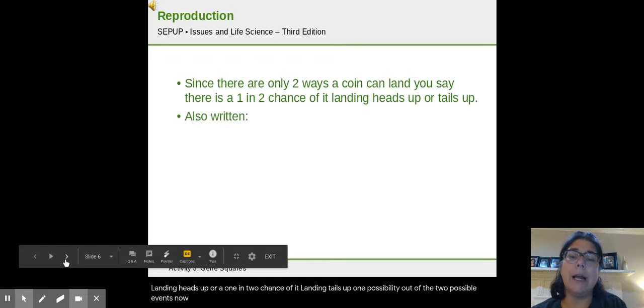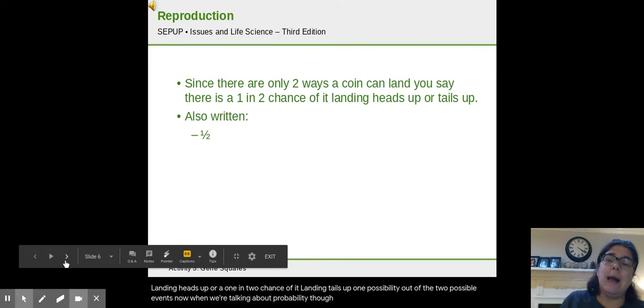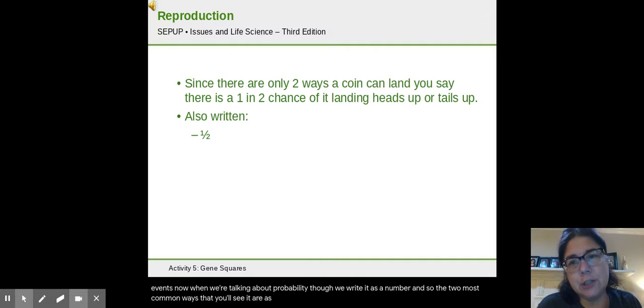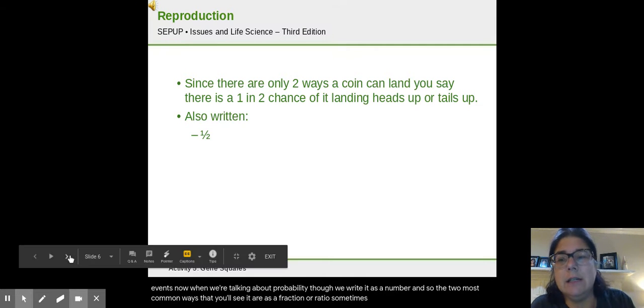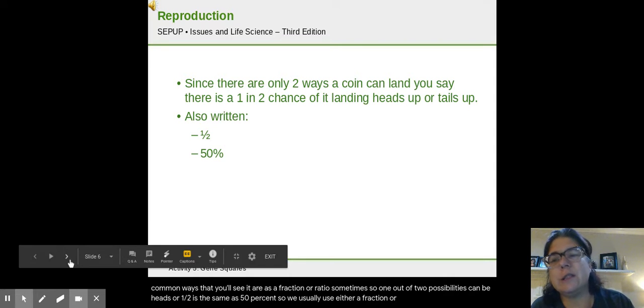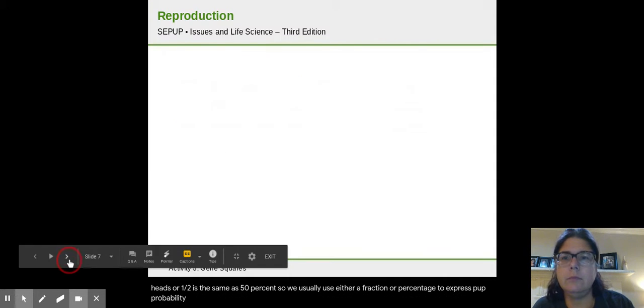Now, when we're talking about probability, we write it as a number. The two most common ways that you'll see it are as a fraction or a ratio sometimes. So 1 out of 2 possibilities can be heads. Or 1/2 is the same as 50%. So we usually use either a fraction or a percentage to express probability.